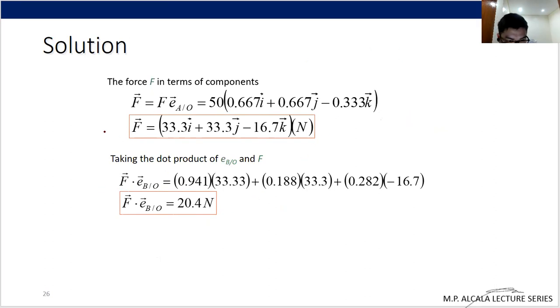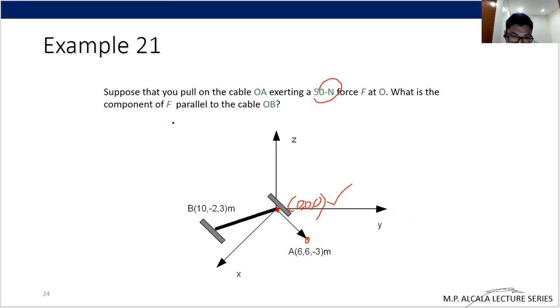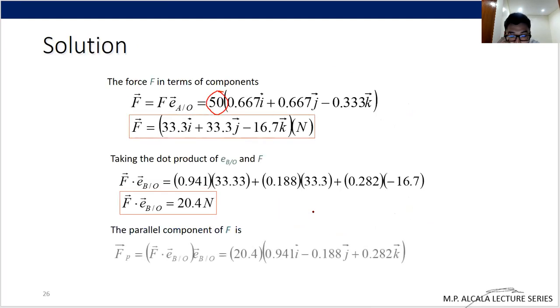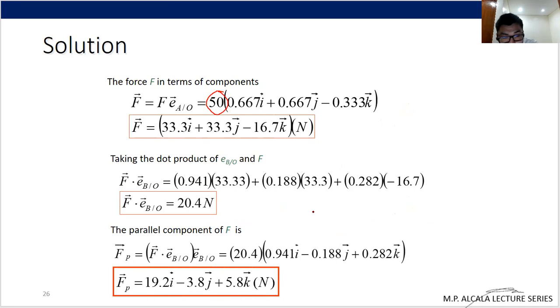But let's talk about first nung F. So, simply multiplying by the magnitude, given naman yung 50. So, this one: 50 newton at OA. Okay? The parallel component of F is simply the following. Ito na, no? That product multiplied by the scalar multiplication.